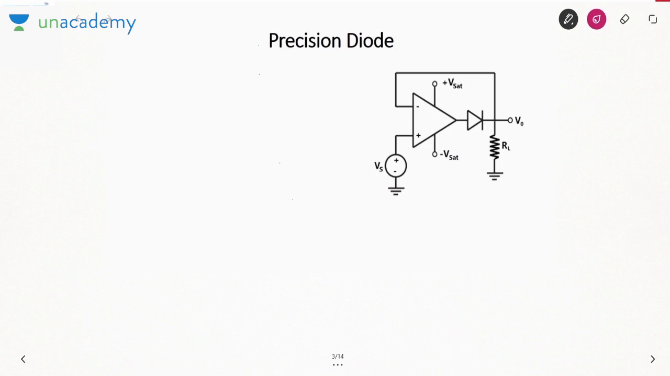Okay. So now what happens in a precision diode? A practical diode has a voltage drop of V gamma, which we call the knee voltage or the cut-in voltage. But in a precision diode, that is a diode with an op-amp, the cut-in voltage is almost zero. That means it will behave like an ideal diode. Think about it: in an ideal diode the cut-in voltage is 0. In a practical diode, in silicon it is 0.7, in germanium it is 0.3. So I want to realize an ideal diode using a practical diode.